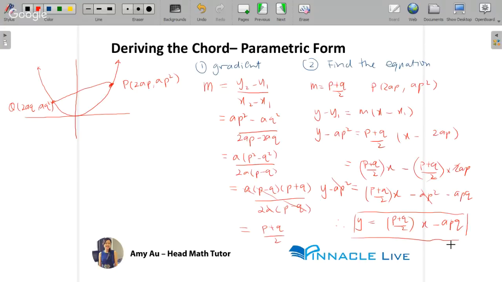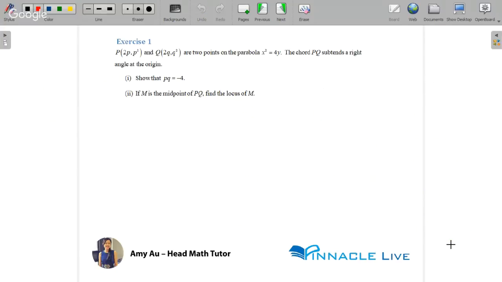So usually there's a locus component. A lot of the exam questions in this area are sort of building on the basic stuff. All right, so in this first exercise, we've got 2 points sitting on the parabola x squared equals 4y, and we're given that PQ subtends a right angle at the origin, and we want to show this result. First thing, let's sketch this thing.